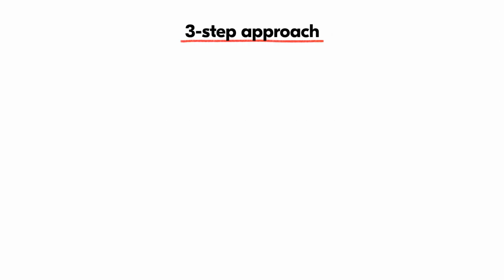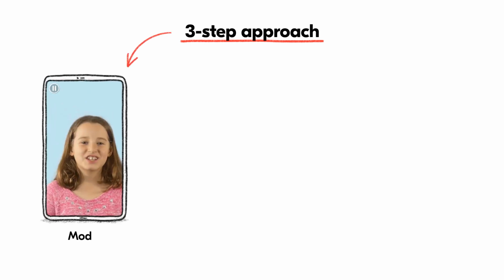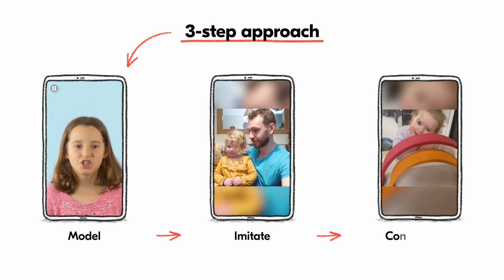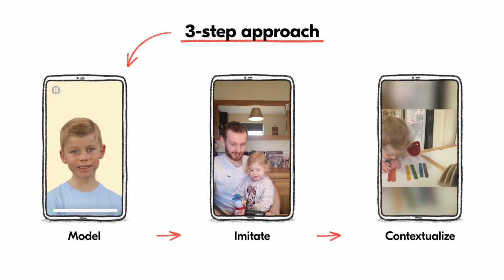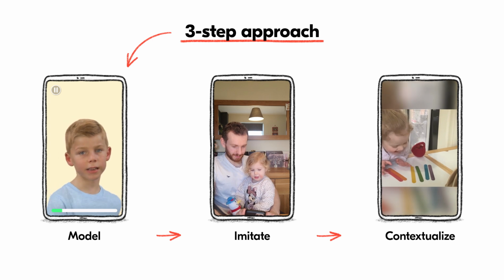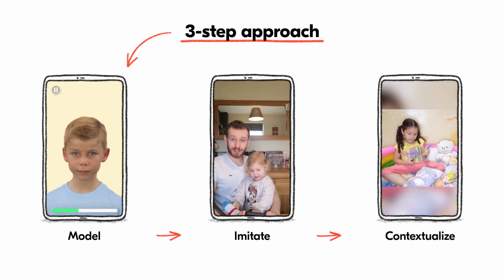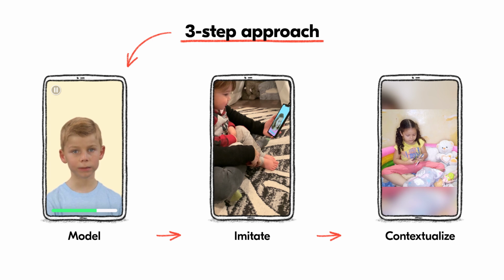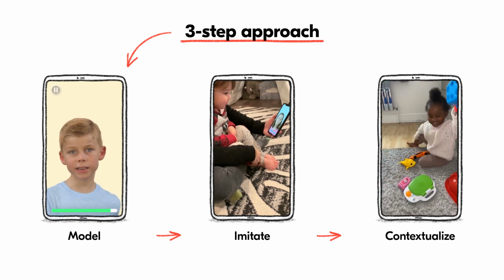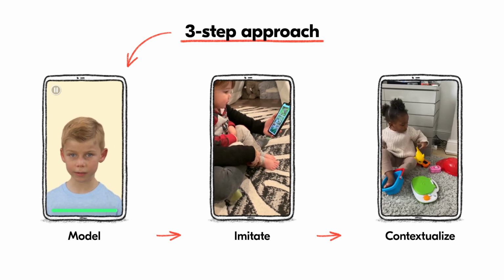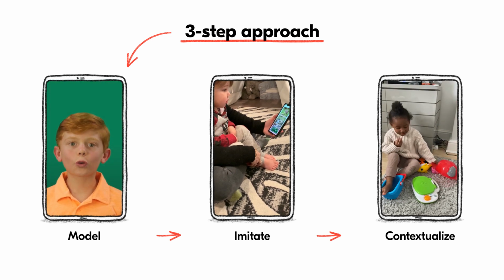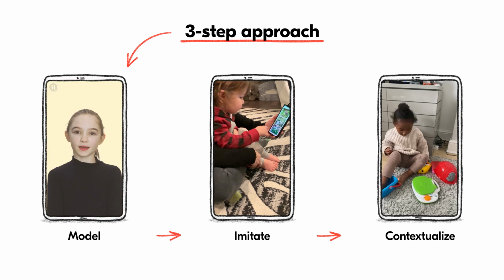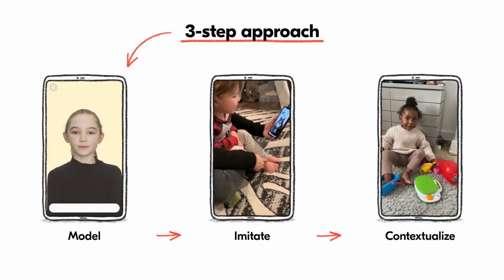Let's briefly talk about what the core features of Speech Blubs are. The Speech Blubs app is based on a 3-step approach, the 3 steps being model, imitate, and contextualize. In the Speech Blubs app, video modeling has child teachers, and that is something that I personally really like. These child teachers show how to pronounce words and sounds. The app encourages children to imitate, and at Speech Blubs, we also encourage parents to participate in the practicing.